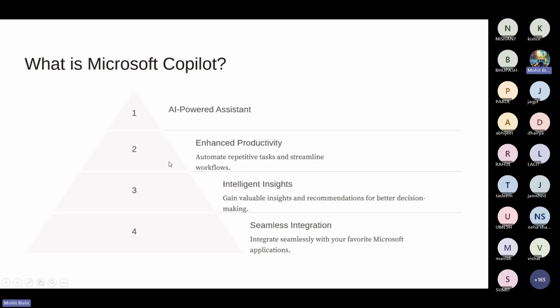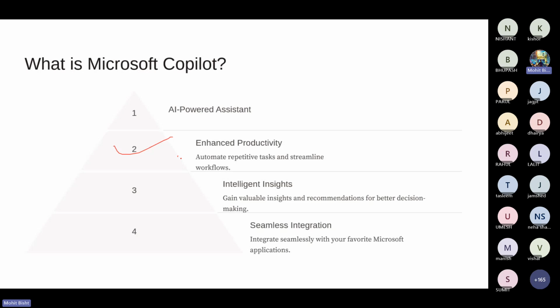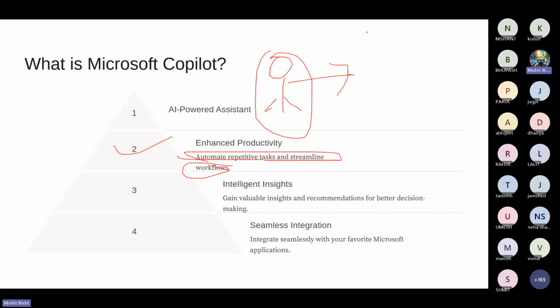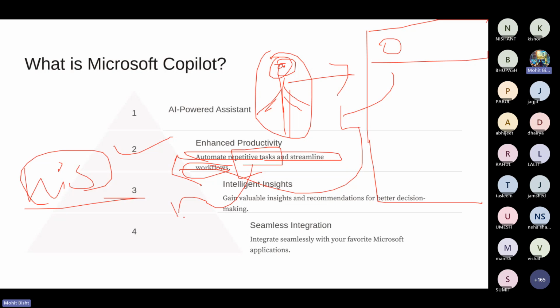Okay, the second point is enhanced productivity. As I already said, enhancing productivity is like automating your repetitive tasks and streamlining the workflow. So what is a workflow? Suppose there's a person whose workflow is to check their mails and see if there is any important mail. If there is an important mail, then their task is to reply to that mail with a good message or response, right? Suppose this is a sales team, or a developer, who has a repetitive task. A repetitive task is one which is done daily.